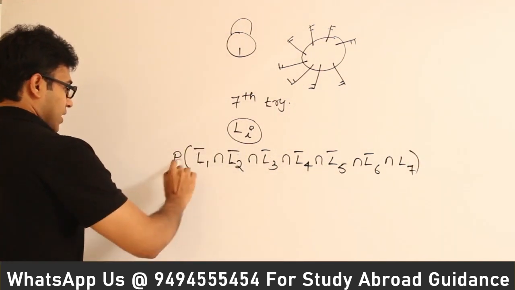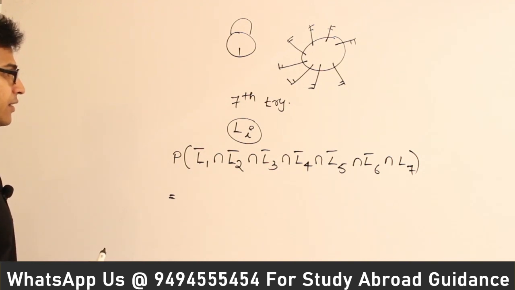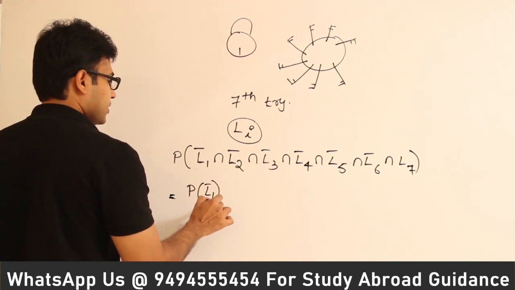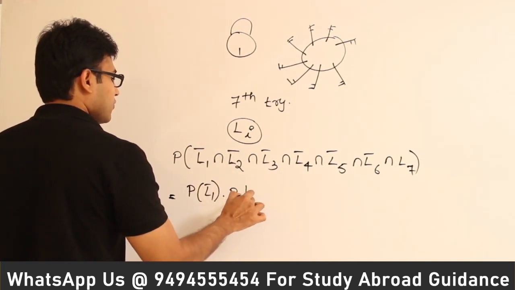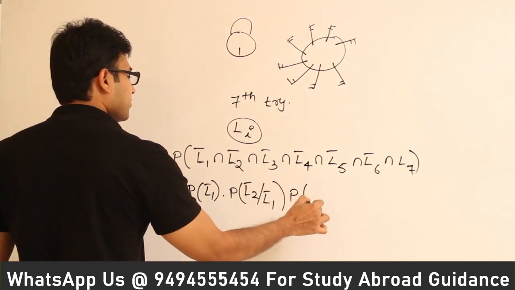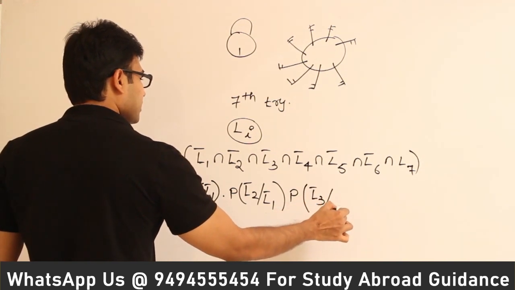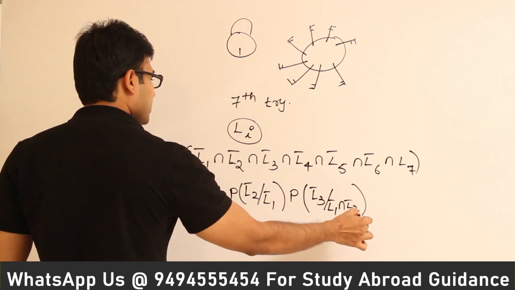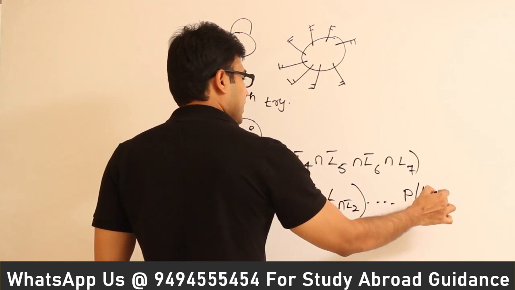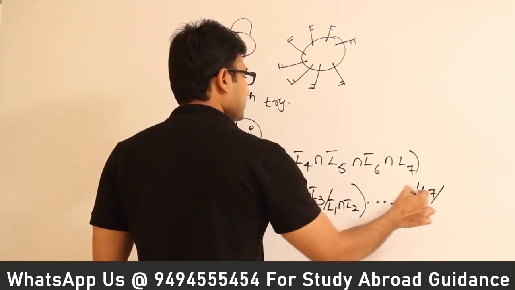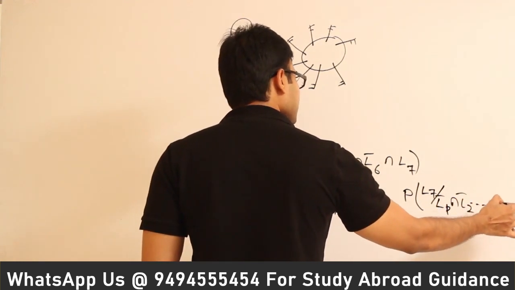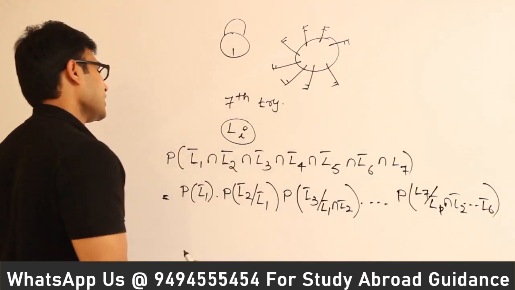Now you can open it and write it in the chain form of conditional probability, right? So how can you write it? It is P of L1 complement multiplied with P of L2 complement given L1 complement, multiplied with P of L3 complement given L1 complement and L2 complement, and so on, right? So what will be the last term? P of L7, which means the 7th try should succeed, given that the first try didn't succeed, the second try didn't succeed, and so on, up to the 6th try. That is how you should expand it.